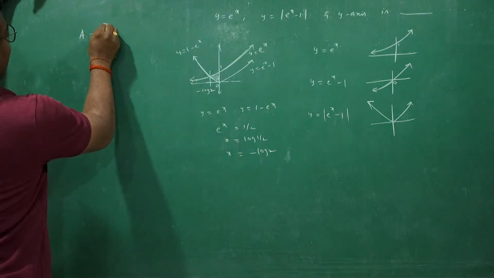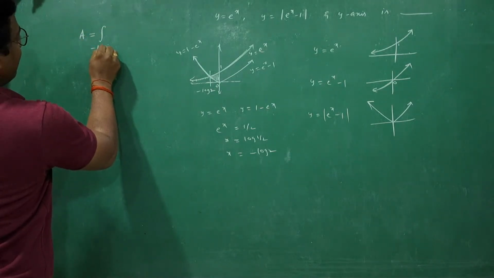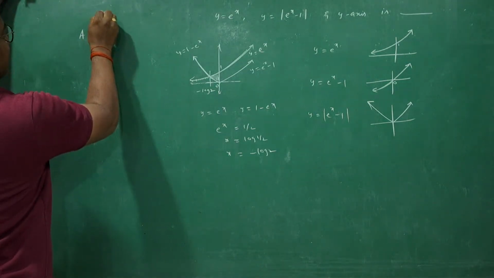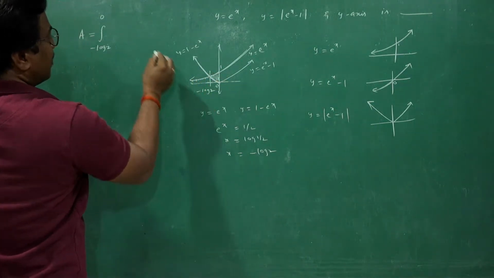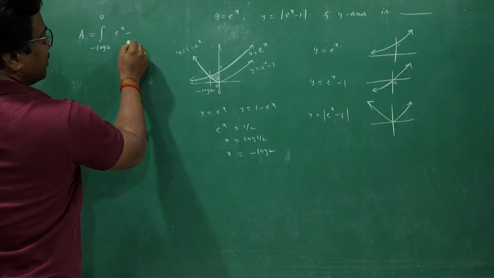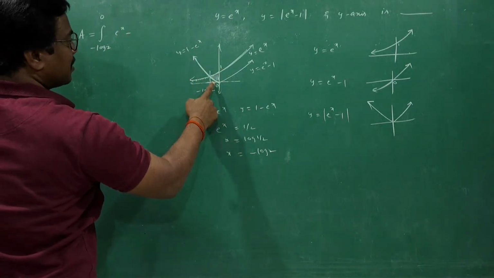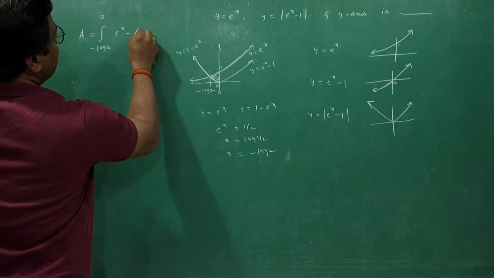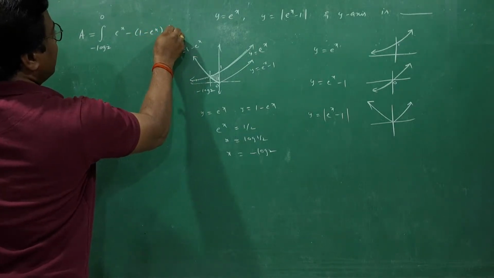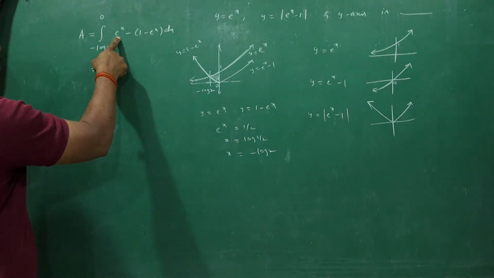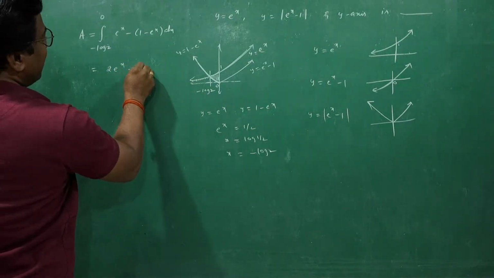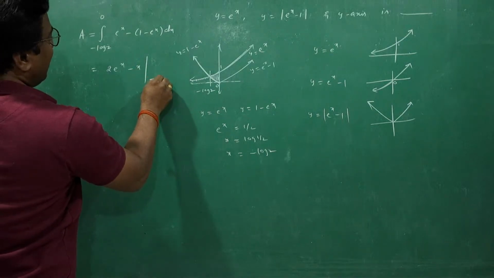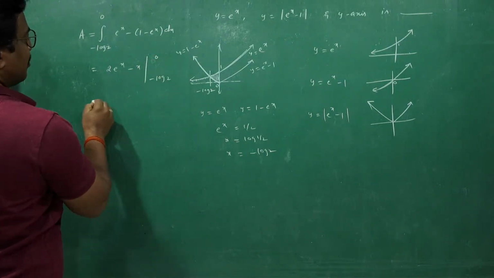to get the required area, you need to integrate in the interval minus log 2 to 0. Greater function is e power x, least function is 1 minus e power x. So e power x minus the least function, 1 minus e power x, dx. That is 2 times e power x integration, minus 1 integration minus x. Apply limits from minus log 2 to 0.